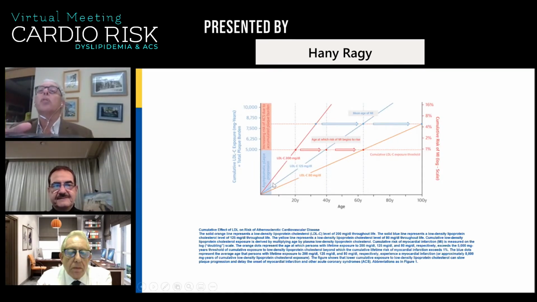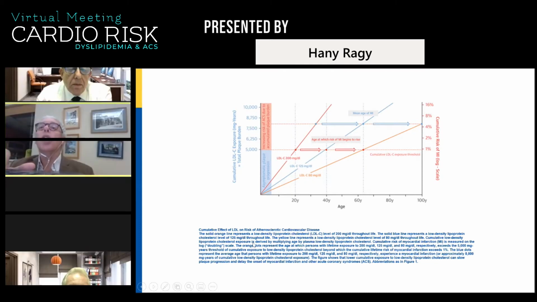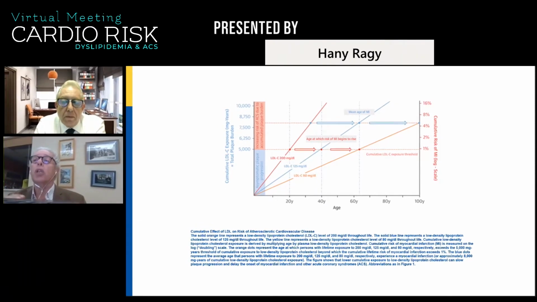But this is just to look at a young person whose LDL is 200, or another one whose LDL is 125, or another one whose LDL is 80. We're now looking at their lifelong cholesterol exposure in the same way. We're going to give you a whole presentation about this in the near future, but this is just the slide today.